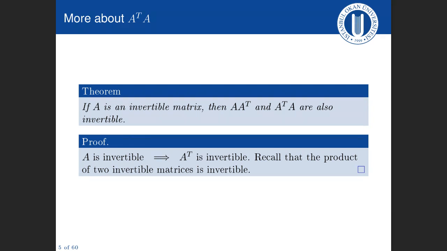If A is an invertible matrix, then A transpose and A transpose A are also invertible. And this is going to be very straightforward to prove. Recall that when we take the transpose of a matrix, we don't change its determinant, because we're just swapping rows to columns and columns to rows. So row expansion along a row of A is the same as column expansion along a column of A transpose. If they have the same determinant, then if one of them is invertible, the other one must be invertible. And we've also seen that if we multiply two invertible matrices together, we get an invertible matrix. So if A is invertible, then A transpose is invertible, and an invertible matrix multiplied by an invertible matrix gives us that A transpose A is also invertible.